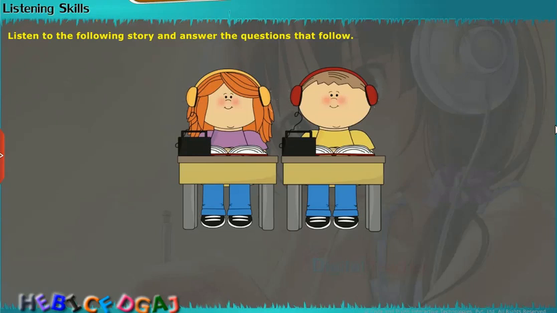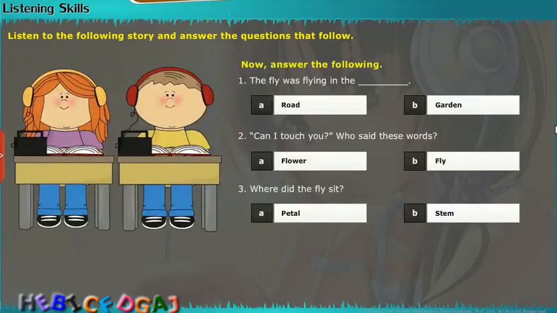A sunflower smiled at the fly and said, "Hi, how are you?" The fly was very happy and went near the sunflower. It asked, "Can I touch you?" The flower smiled and said, "Why not, dear? Please sit on my petal." Then the fly jumped in joy and sat on the flower. "What's your name?" the flower said. The fly was silent for some time and said, "Oh my God, I forgot my name." It was very sad. Now answer the following.